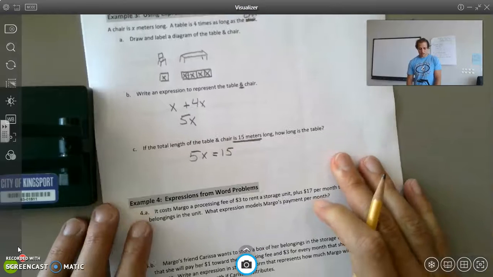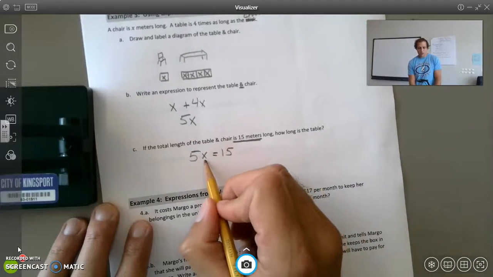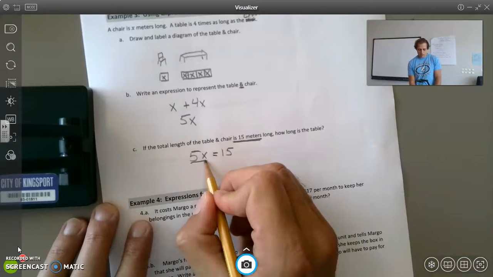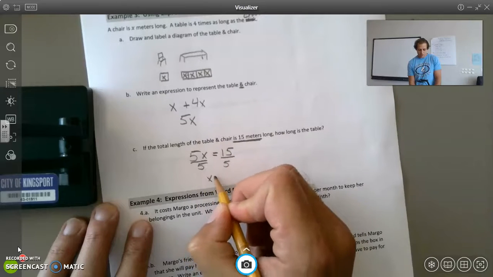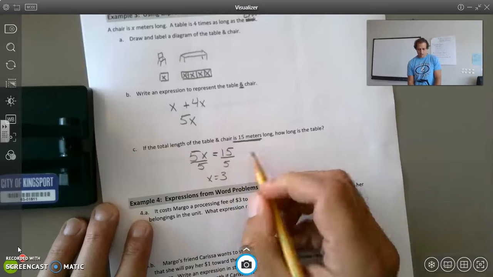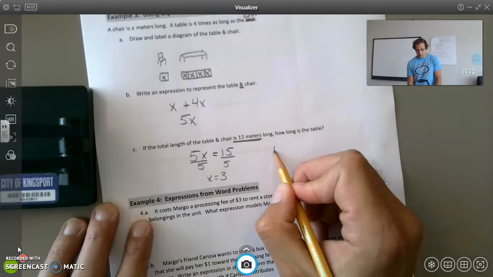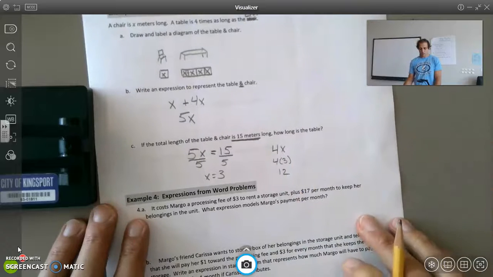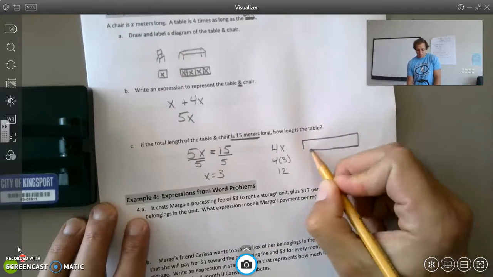So now I have an equation, and this is a one-step equation like you solved in 6th grade. We want to know what the value of 1x is, which would be divide by 5, and x is equal to 3. Now, the question is, how long is the table? So I would need to remember that the table was 4x, so I'd have to come back. I could substitute 4 times 3.